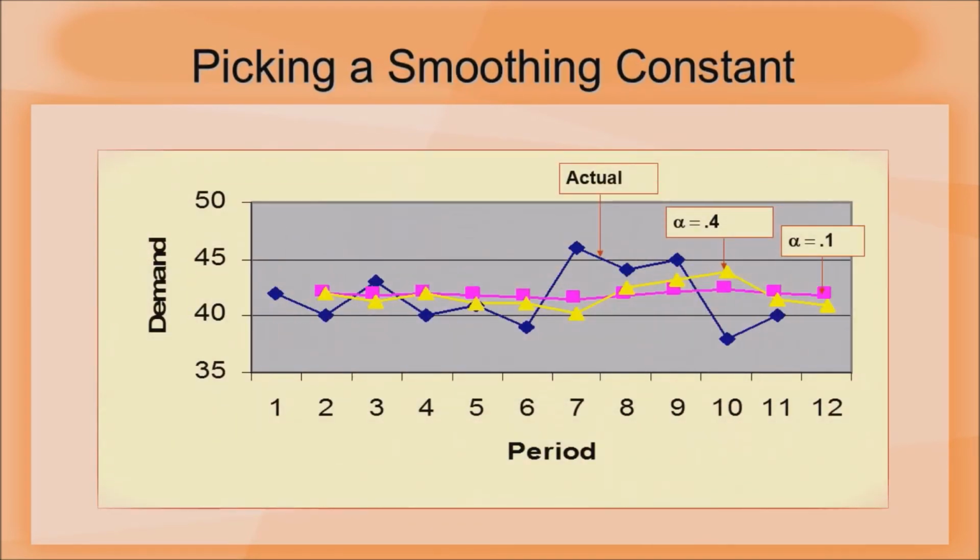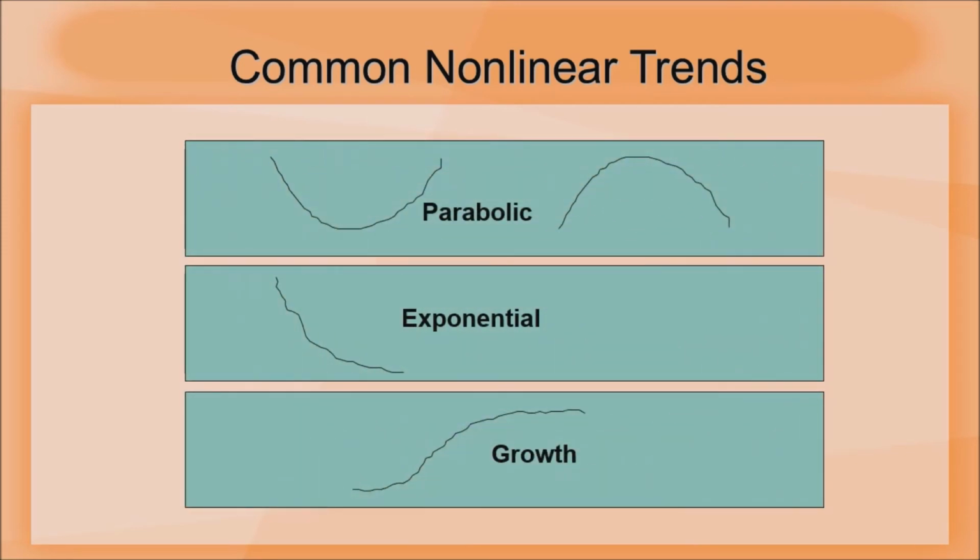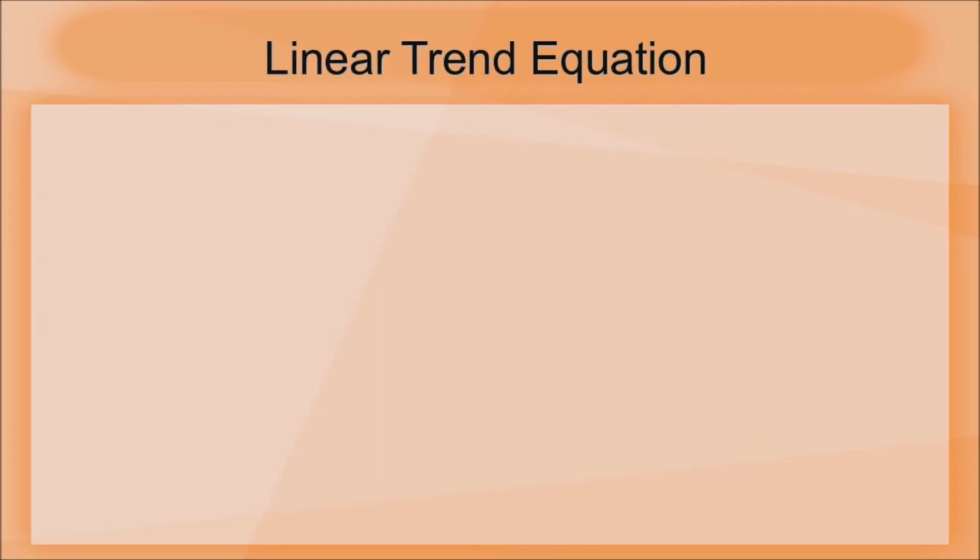Picking a smoothing constant. The on-screen figure shows the graph between demand and period. The graph is plotted for actual, alpha equals 0.4, and alpha equals 0.1. Common nonlinear trends. The following on-screen figures show the parabolic, exponential and growth curves. Linear trend equation.